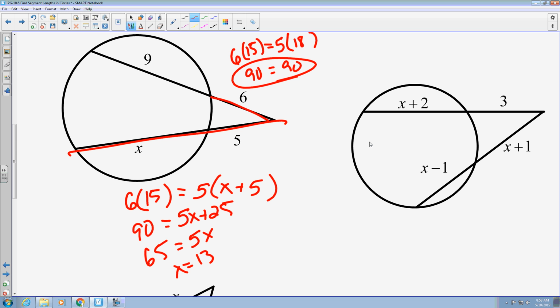Looking over here on the right hand side, we have 3 on the external, and it's going to be times this and this. So like term is going to give me x plus 5. And that's going to be equal to x plus 1 times the sum of this. So negative and positive kind of cancel out. So I'm just left with x plus x, which is 2x.